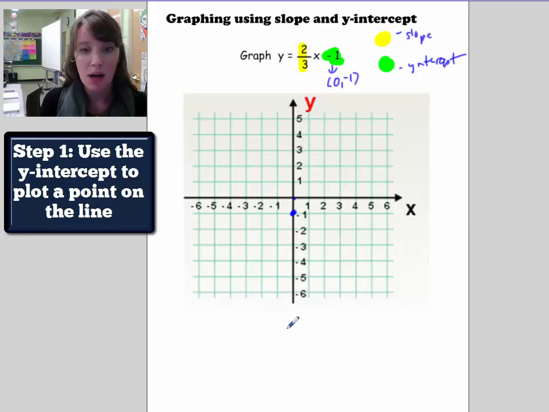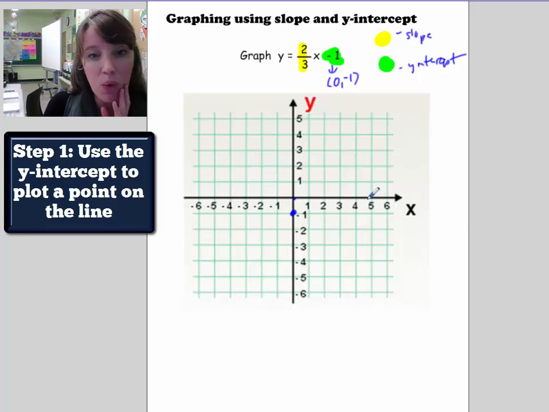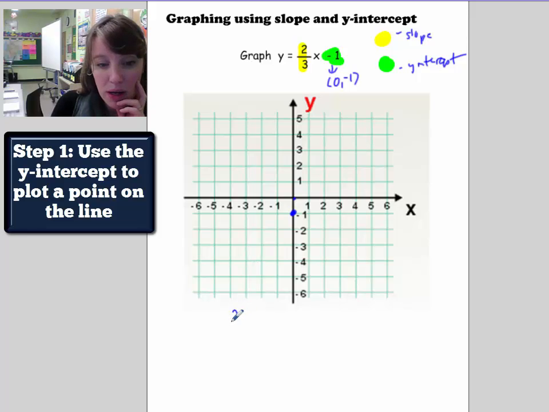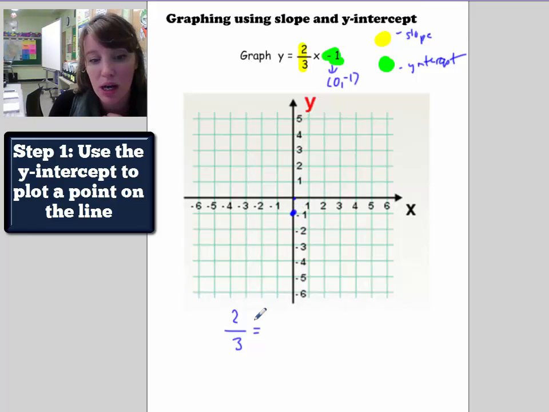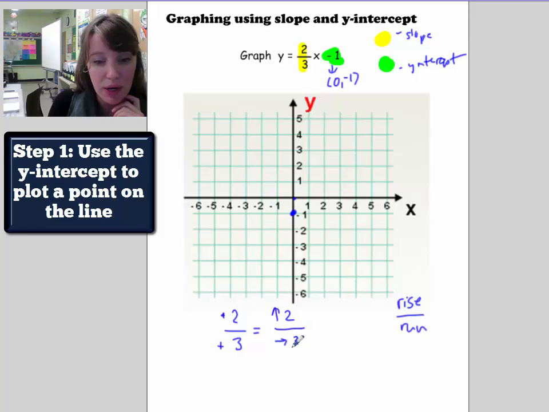Okay? Now, from here, we are going to use the slope in order to find different points. So remember that 2/3 is saying that between any 2 points in the line, you have a rise of 2 and a run of 3, or anything equivalent to that. So for instance, this is +2 over +3. And remember, it's rise over run. So you want to think of this as going up 2 and to the right by 3, okay?